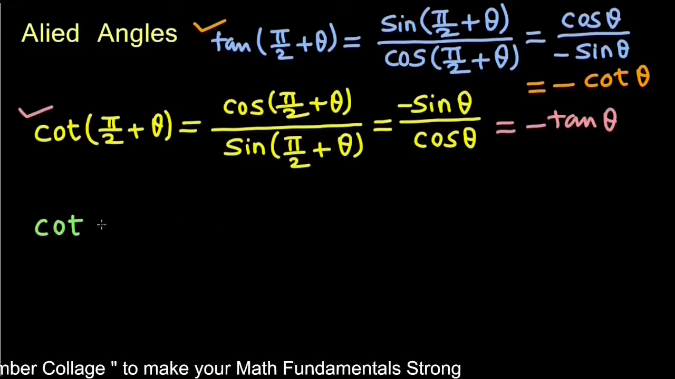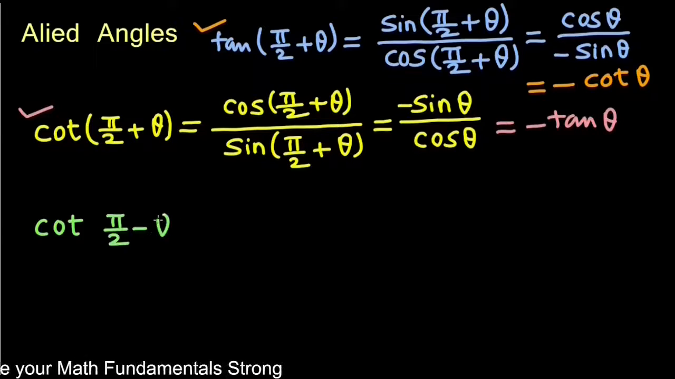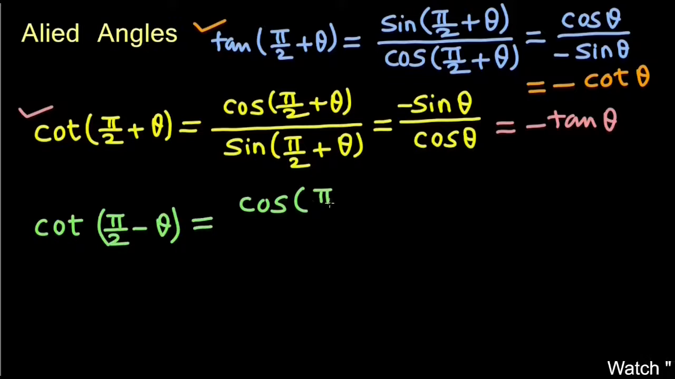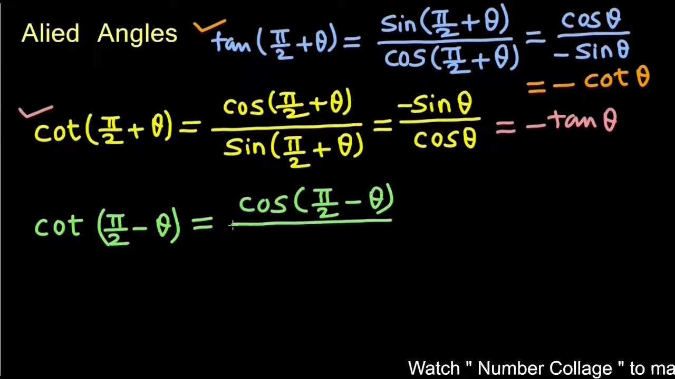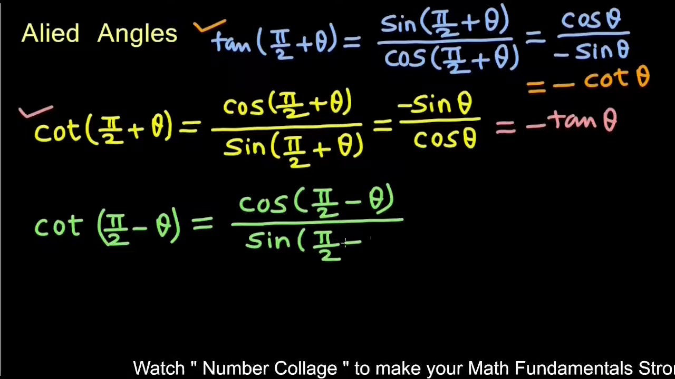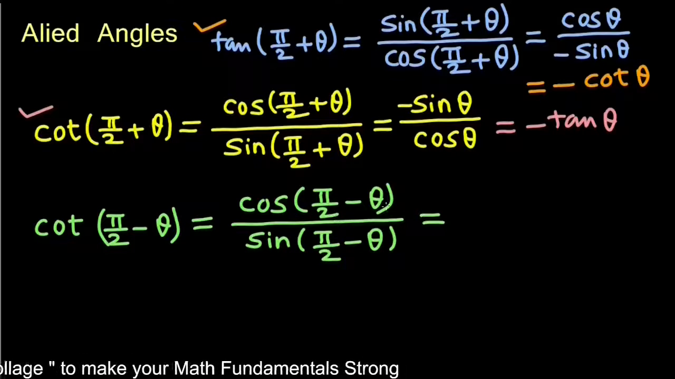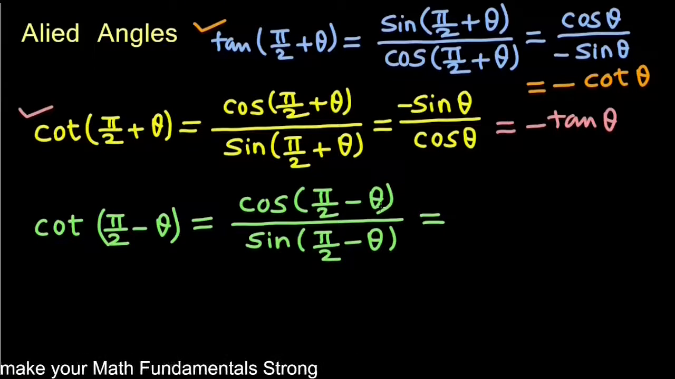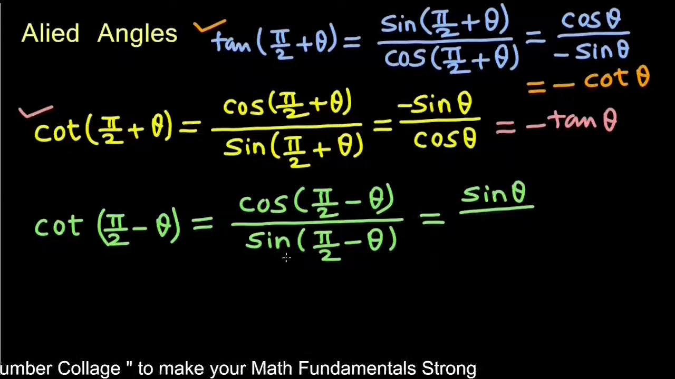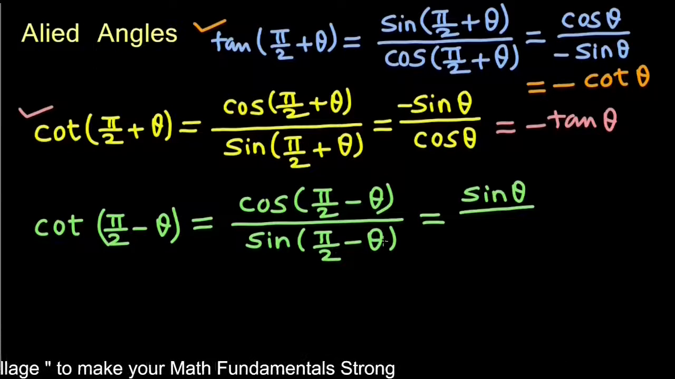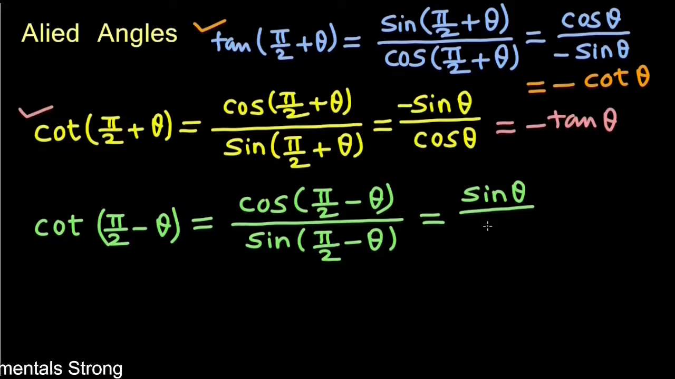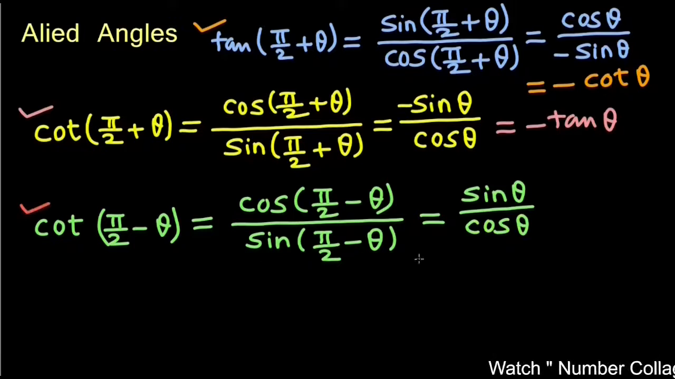minus tan theta. Cot pi by 2 minus theta will be cos pi by 2 minus theta upon sin pi by 2 minus theta. We have already found out cos pi by 2 minus theta as sin theta and sin pi by 2 minus theta as cos theta. Therefore, cot pi by 2 minus theta will be tan theta.